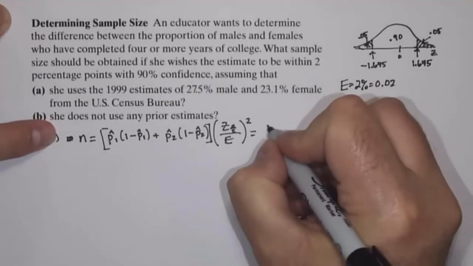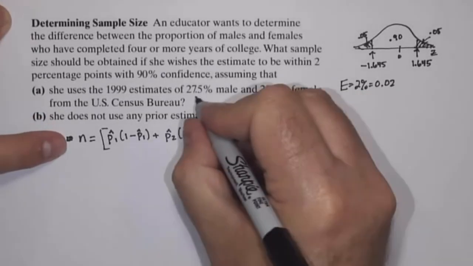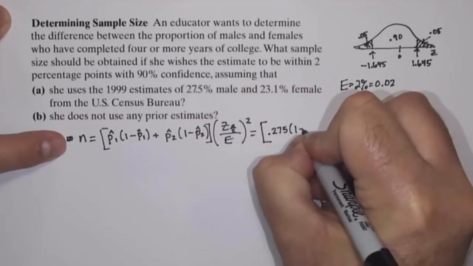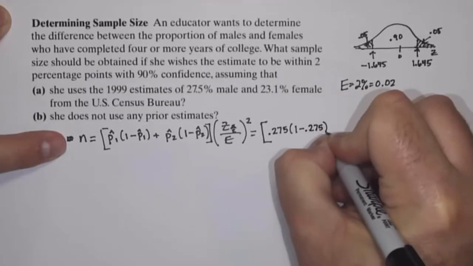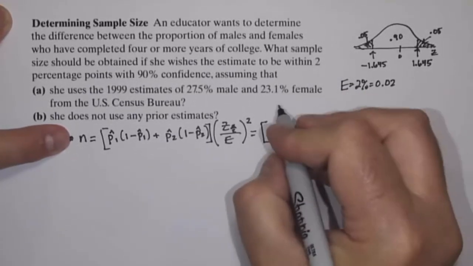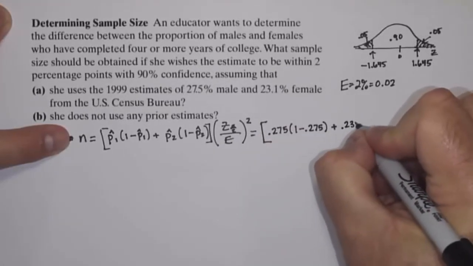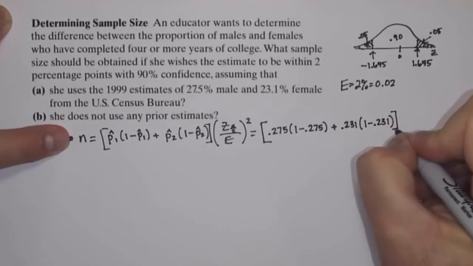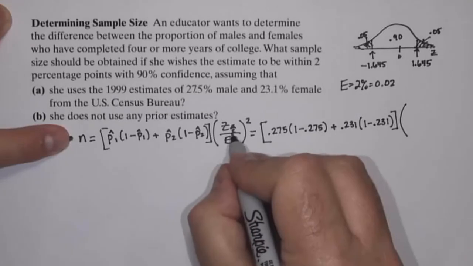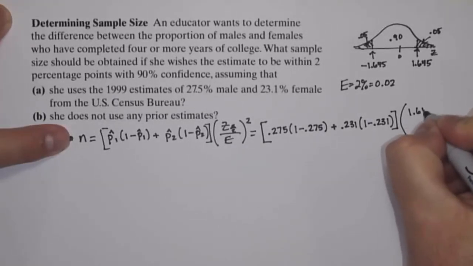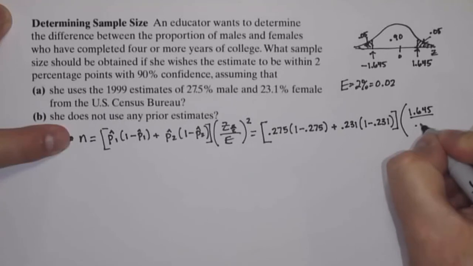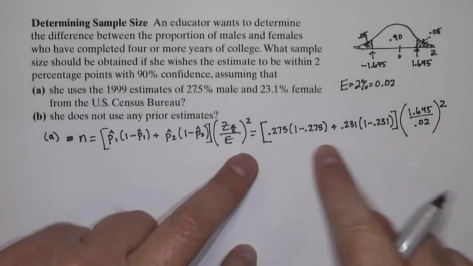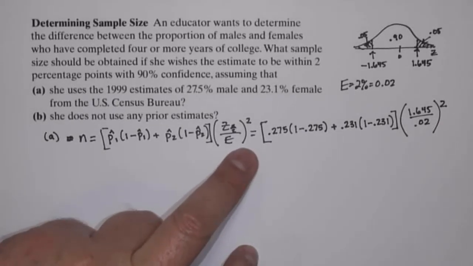So this is going to equal bracket p hat 1 as a decimal, so 0.275 times 1 minus 0.275, close the parenthesis, plus p hat 2, 0.231 times 1 minus 0.231, close the parenthesis, close the bracket, times my critical value, 1.645, divided by my margin of error, 0.02, and that gets squared. So this is going to give me the sample size.